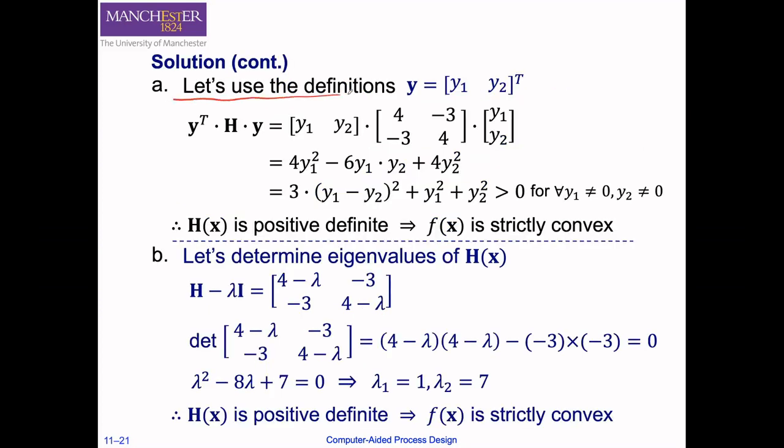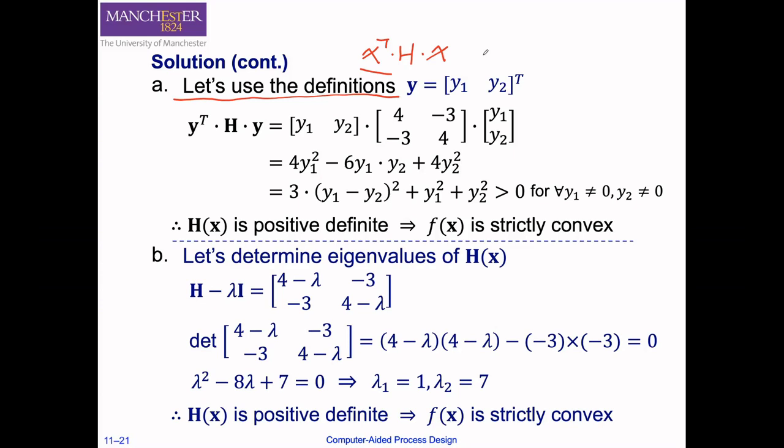First, let's use the definitions. That is, we need to calculate the term x transpose times the Hessian matrix H times x. As we mentioned previously, in this term, x is a vector. We need to prove this term is positive or negative for any vector x which is not equal to 0. This x is any vector which is different from the variable x in the function f(x).